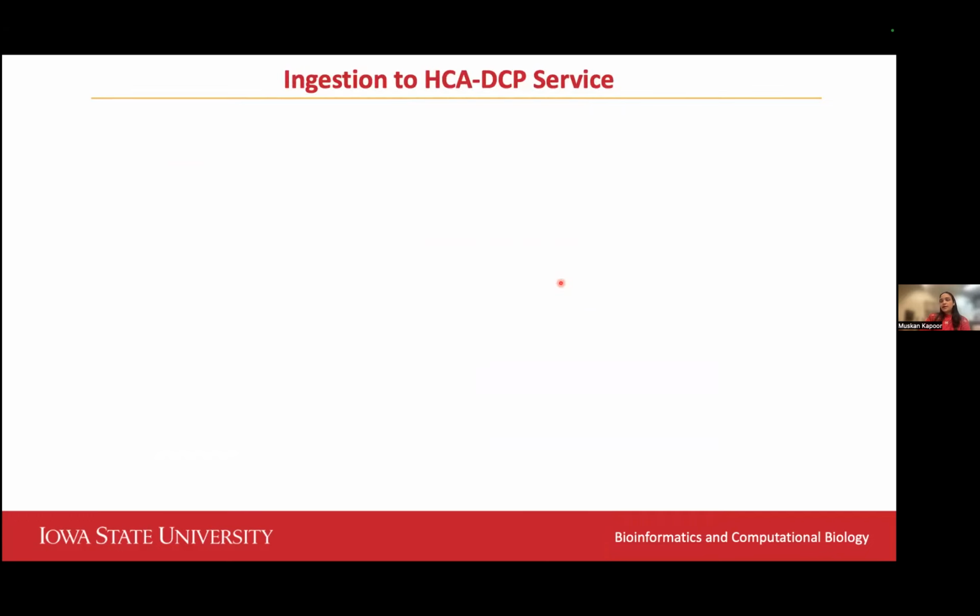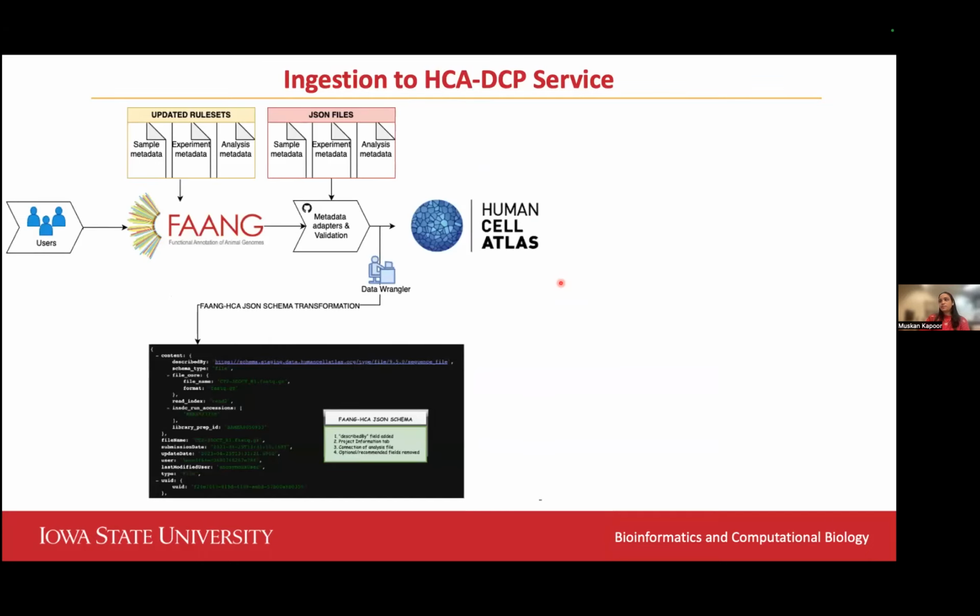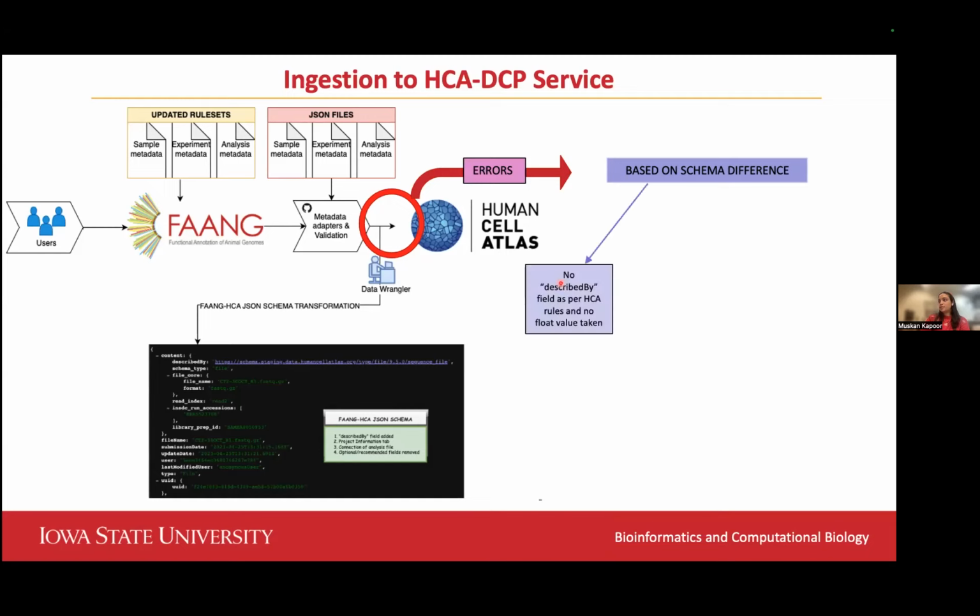So once these files were validated and ingested, the next step is to perform the ingestion to the HCA DCP ingestion service. This ingestion is performed by a data wrangler. In this step, when we were trying to perform the ingestion, we faced a few errors which were based on the schema difference between the HCA DCP and the FANG data portal.